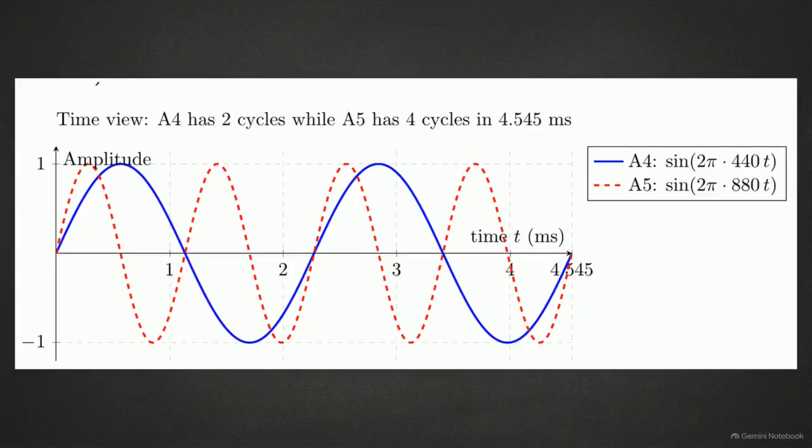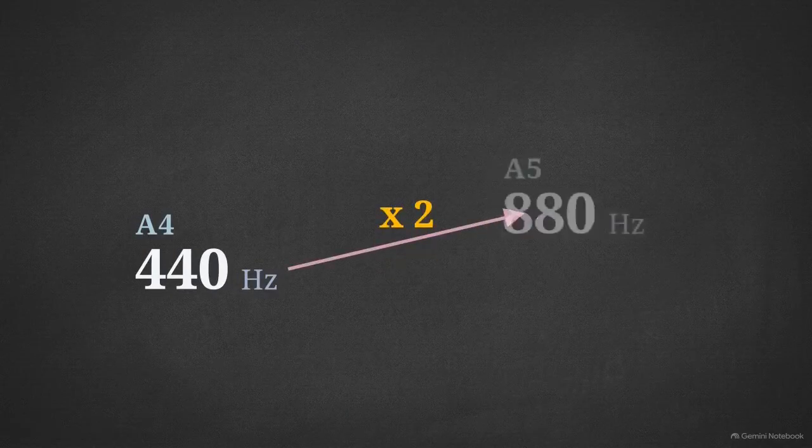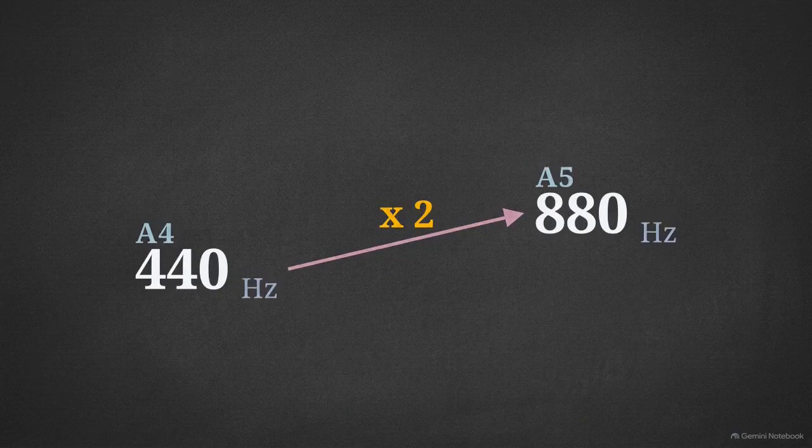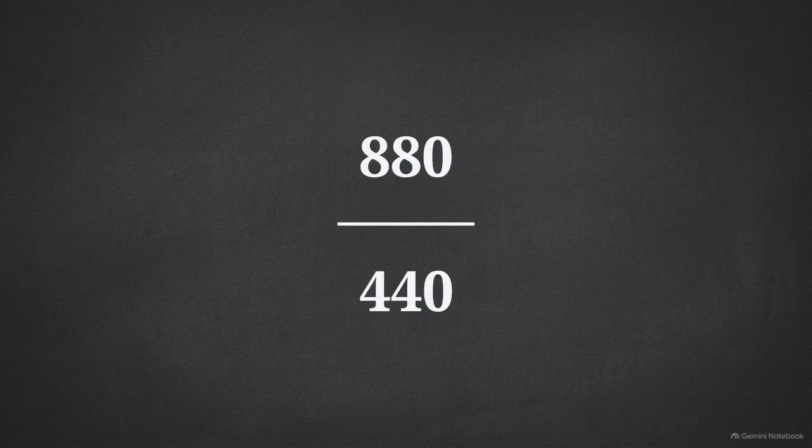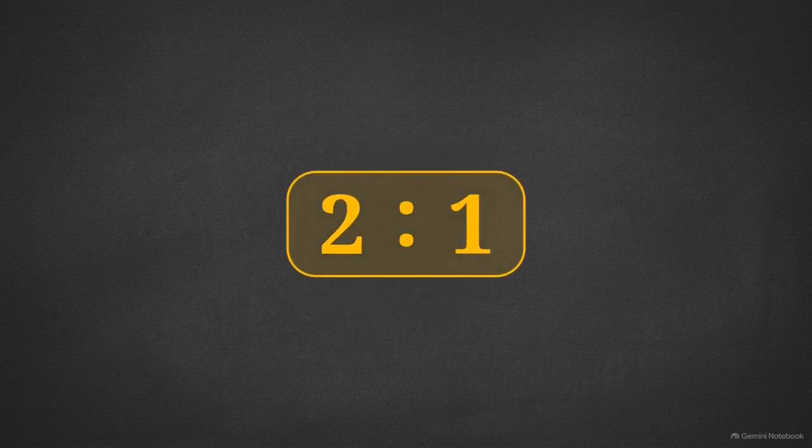This chart shows how those two vibrations interact. Frequency is measured in hertz, meaning cycles per second. Look at the solid blue line representing A4 and the dashed red line for A5. In the time A4 completes 2 full wave cycles, A5 completes exactly 4. Moving up an octave requires us to double the physical frequency. The musical shift you hear is the auditory result of a precise 2-to-1 mathematical ratio.